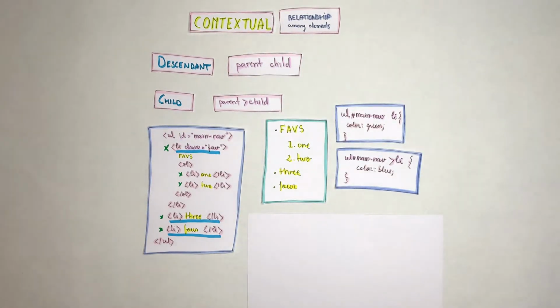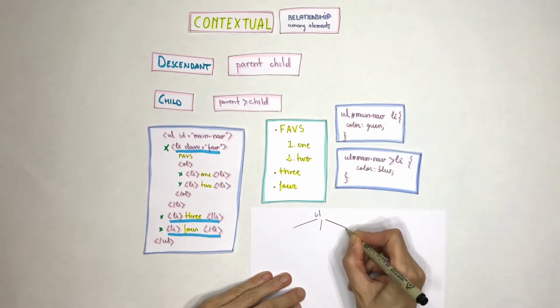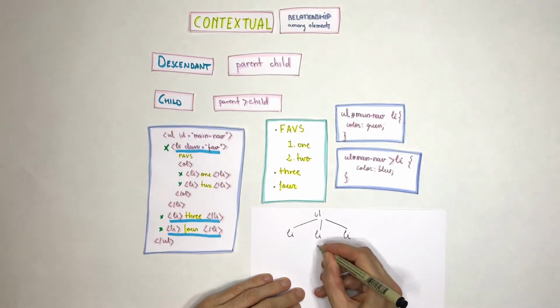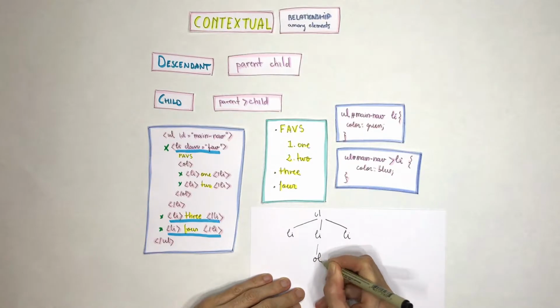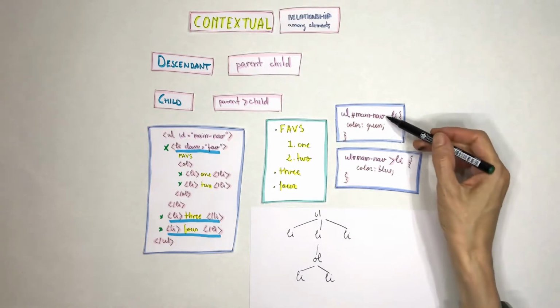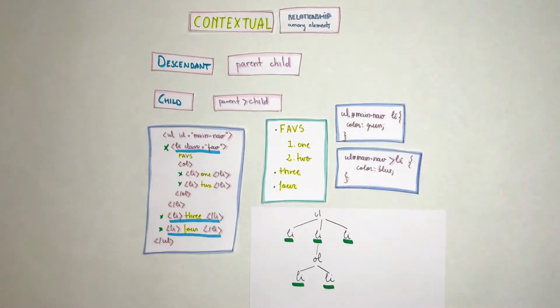Let me draw the DOM tree here so you can see the hierarchy of the elements better. We have the parent UL element, the 3 direct children that are the LI elements, one OL list that is a child of the second LI element, and the 2 LI elements of the OL list. The green elements are all the LI elements that are descendants of the UL element, meaning all the LI elements in our tree. And the blue elements are only the LI elements that are direct children of UL. Those 3 here.